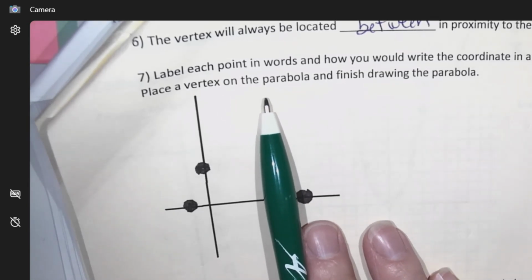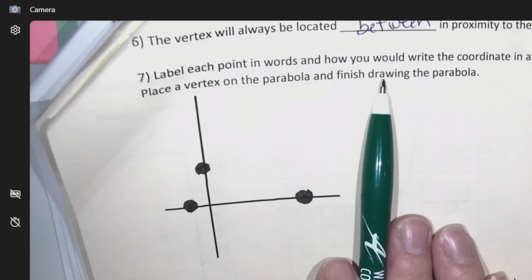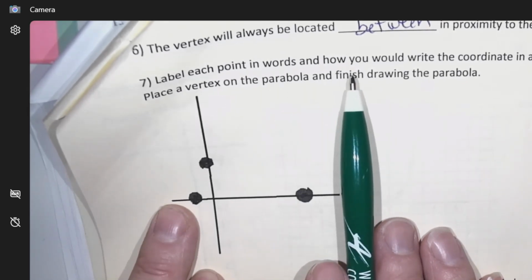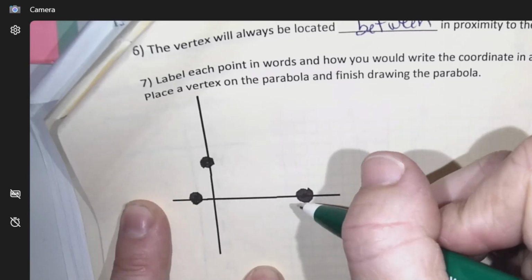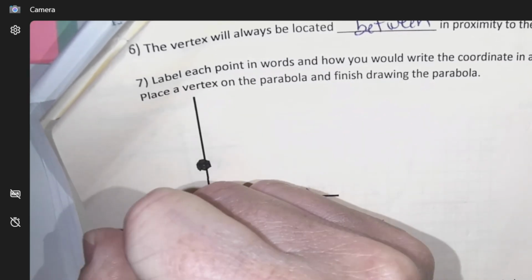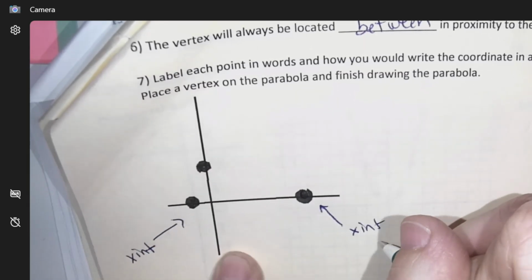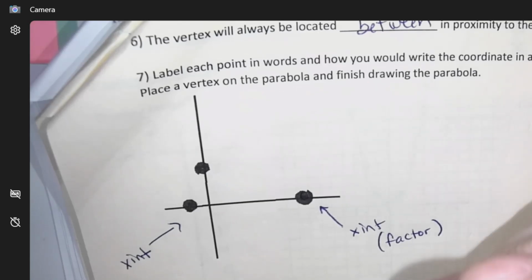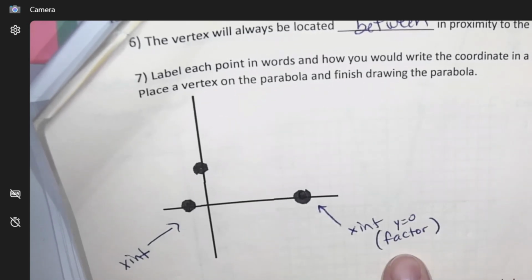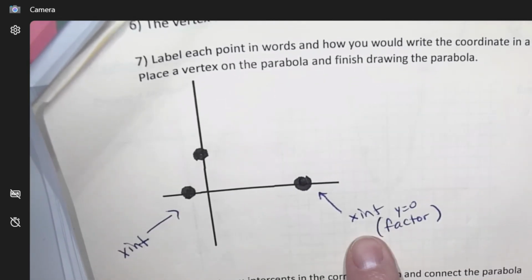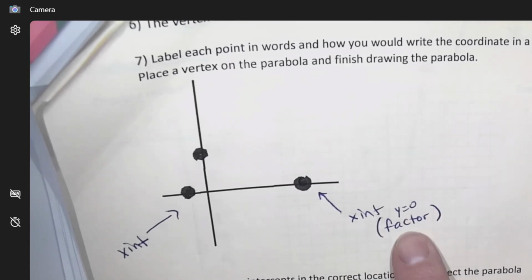Okay, so it says label each point in words. Okay, so I want you to understand what's going on here. These are called x-intercepts. So remembering what you were doing, to get an x-intercept, what's the process? Make y 0, factor.